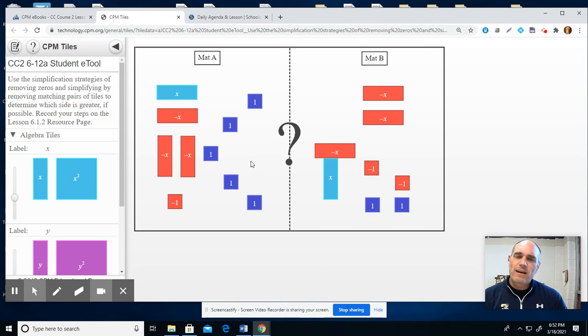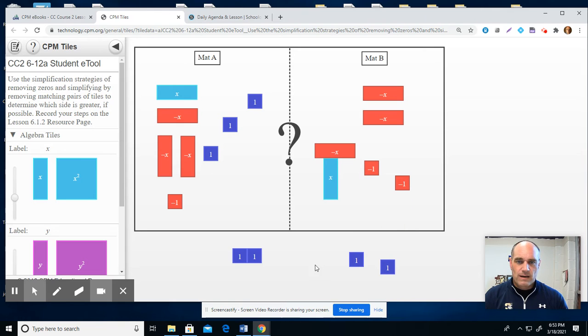So if I'm going to simplify this, let's see. I'm going to start taking away things from both sides. So I'm going to take a positive one off and a positive one off. I can do another positive one and another positive one. Now I can't take any more positive ones from both sides, so that's done. I could take a negative one from both sides, so I'm going to do that. I'm taking the same amount from both pieces.